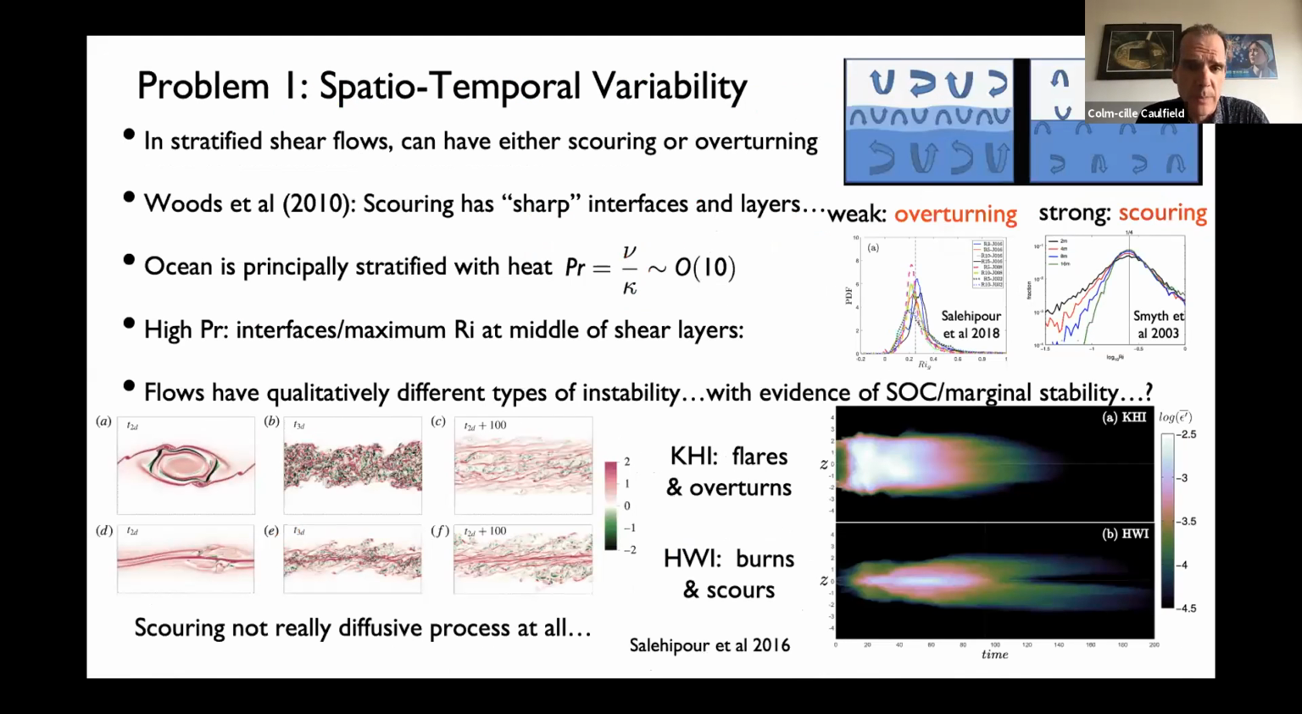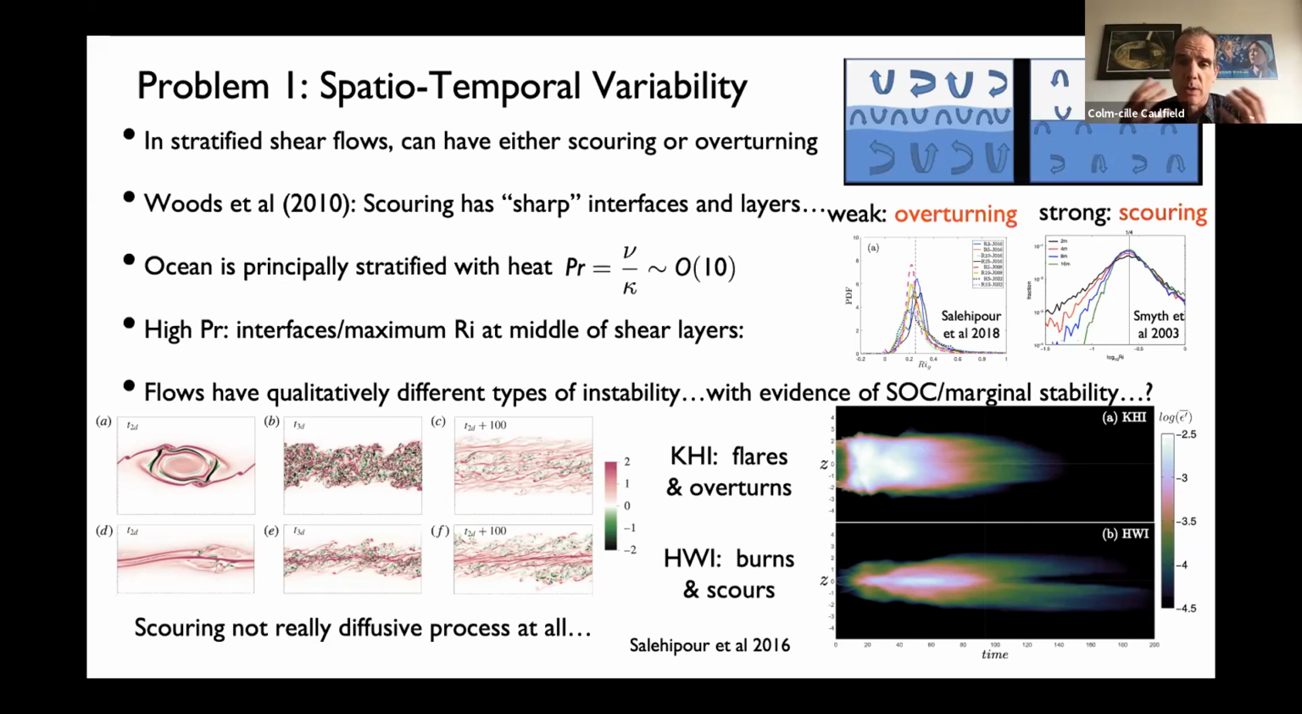We don't understand spatiotemporal variability, because within these flows you can inevitably have instabilities. You can have the Kelvin-Helmholtz instability, an overturning of a weak stratification, but you can have other types of instabilities. You can also have very strong stratification with sharp interfaces, and then you have a different kind of instability that doesn't overturn, it just scours or erodes a little bit, as shown in the top right picture. So you can have instabilities with different timescales.